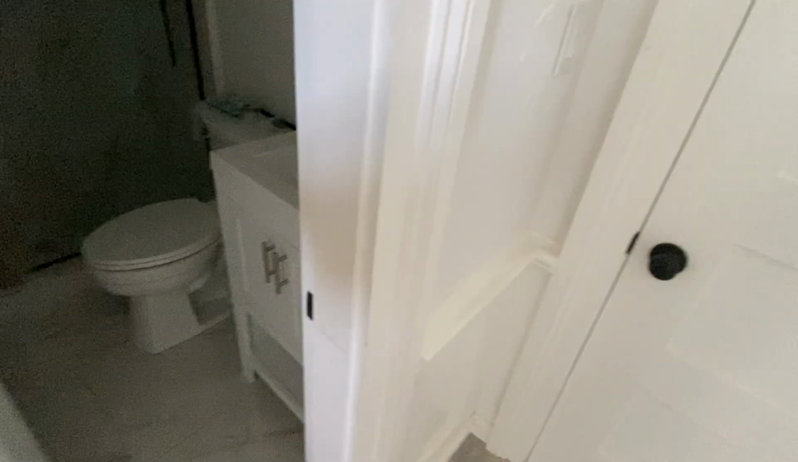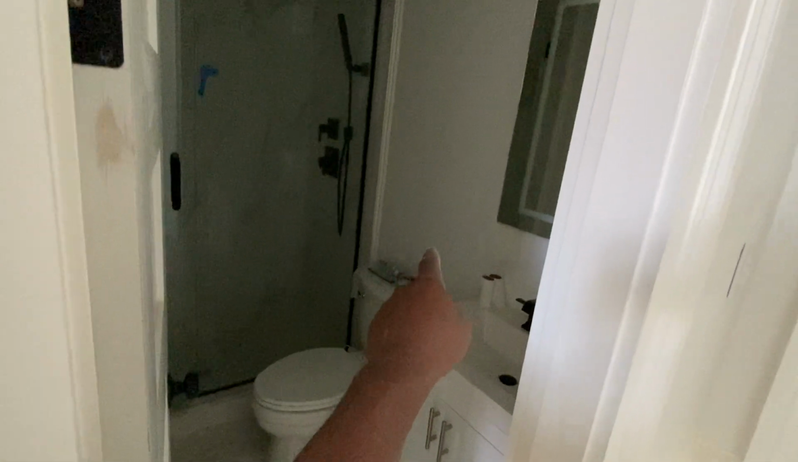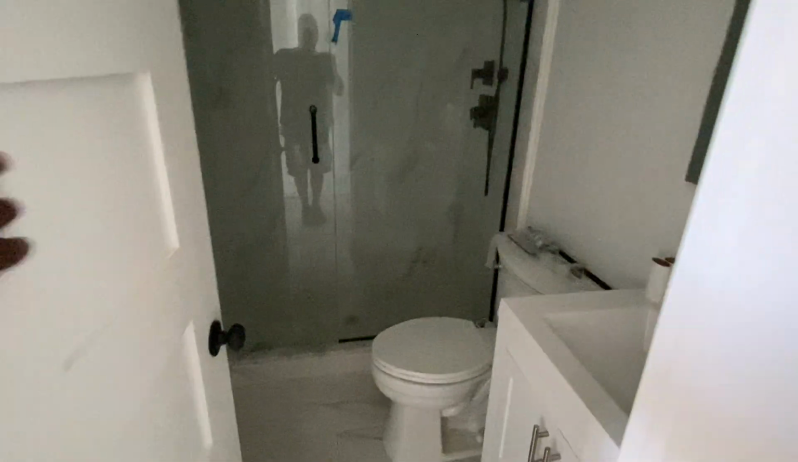And so opposite of this, if you've looked at these videos, there was a chimney in here. And that chimney was on that wall right there. That's where I took the chimney out from. Chimney was all of this space right here. And I made this space a bathroom.